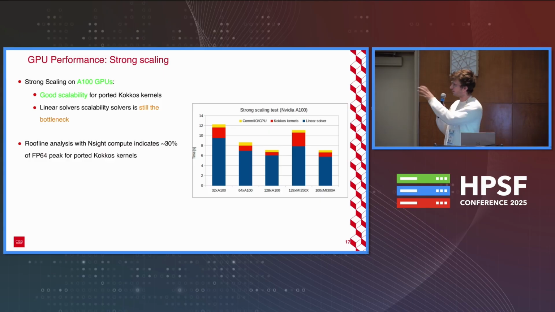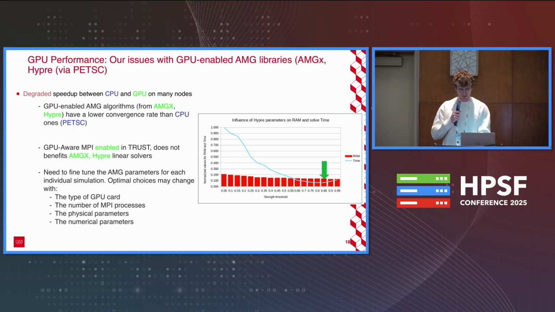So as you can see, from far away, it seems that the TRUST kernels that we ported to Kokkos scale well as you increase the amount of computing power, but the linear solvers do not scale linearly with the amount of GPUs that you throw at them. So it seems that we have some issues with the AMG libraries that we use, AMGX and Hypre via PETSc for now, with a degraded speedup between CPU and GPU.